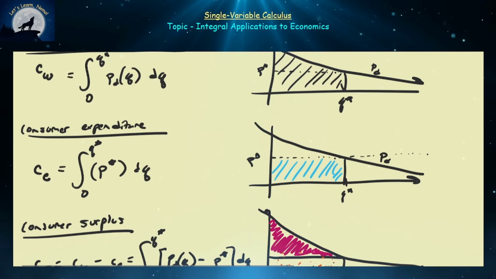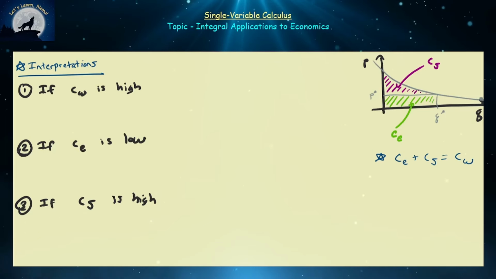Let's go through a couple little intuitive explanations as to what these actually represent in real life. So I've gone ahead and drawn a little diagram summarizing these three quantities: the consumer expenditure, the consumer surplus, and the consumer willingness to spend, CE, CS, and CW respectively, where these areas are calculated with respect to the demand curve, which is always decreasing, hopefully. So we have these three scenarios that I have sketched here.